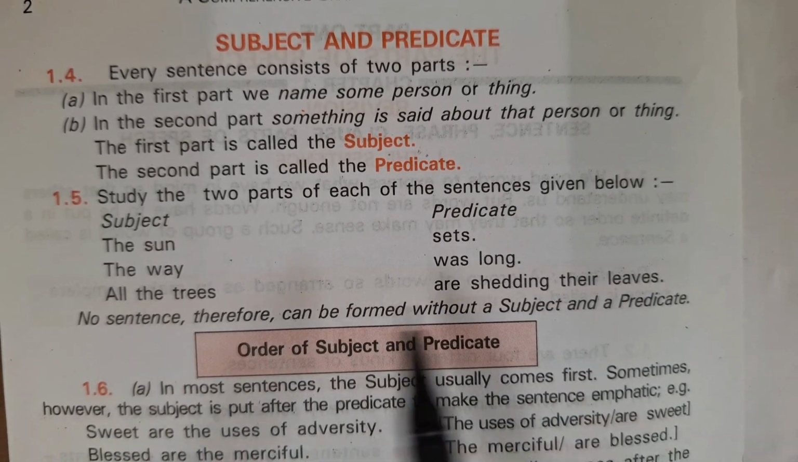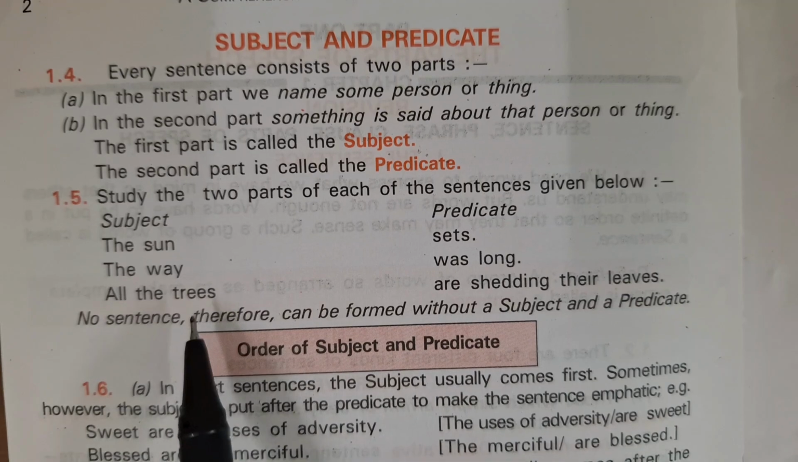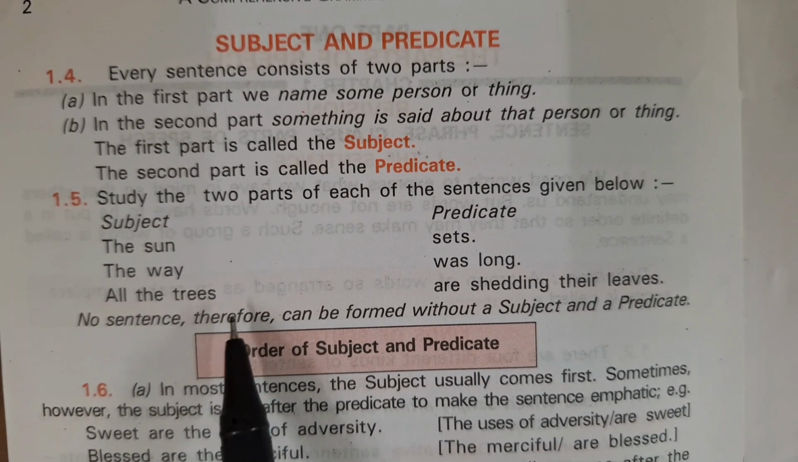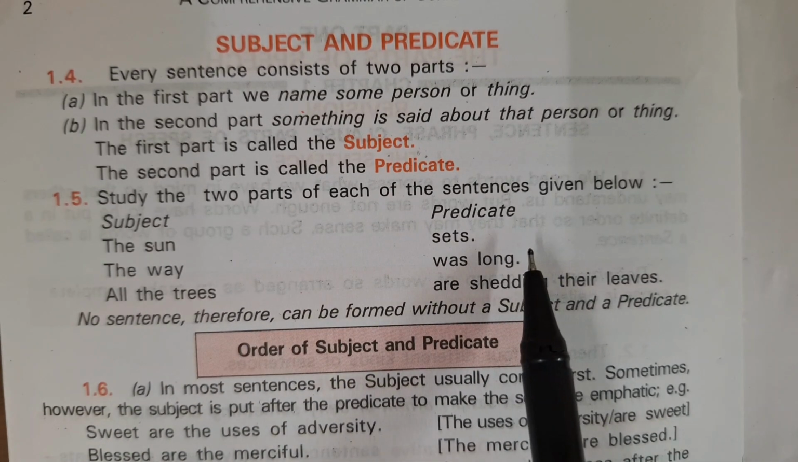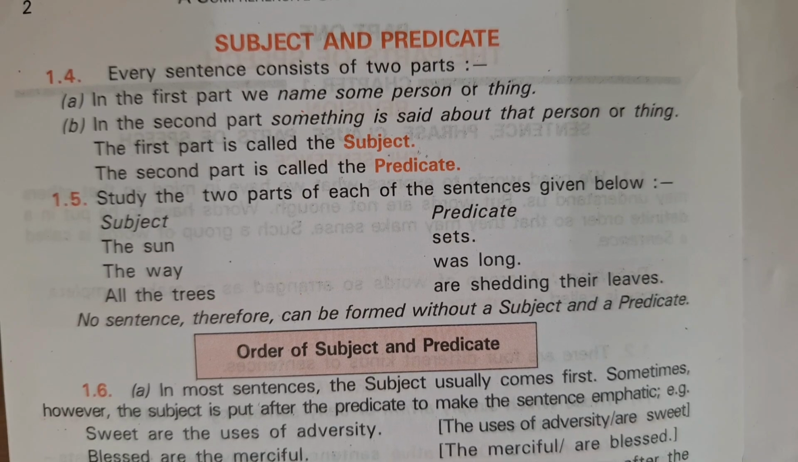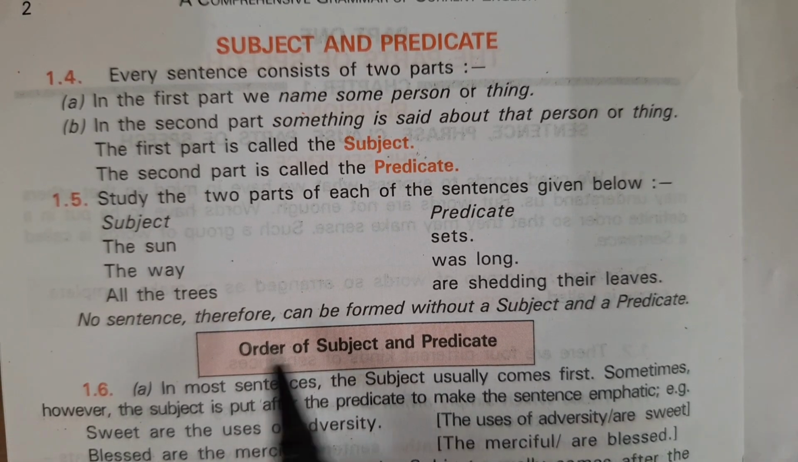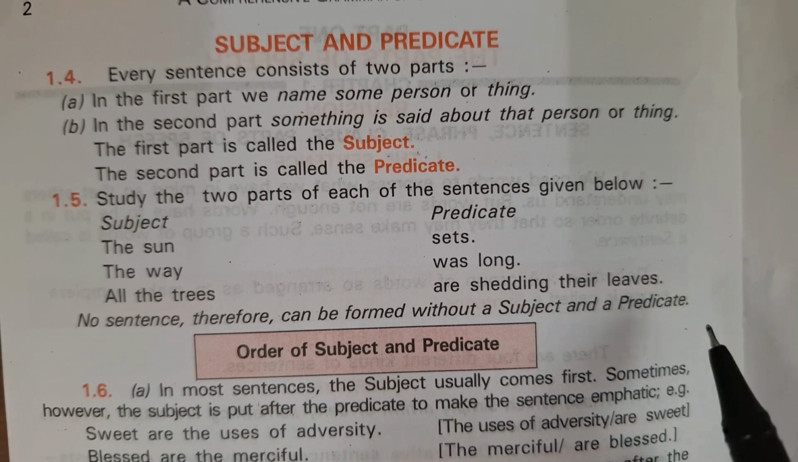Now, all the trees are shedding their leaves. Okay, so what are we talking about? What is our subject here? Trees is our subject here. Now what is the predicate part of the sentence? What are we talking about? The trees, which is our subject in the sentence, that the trees are shedding their leaves.